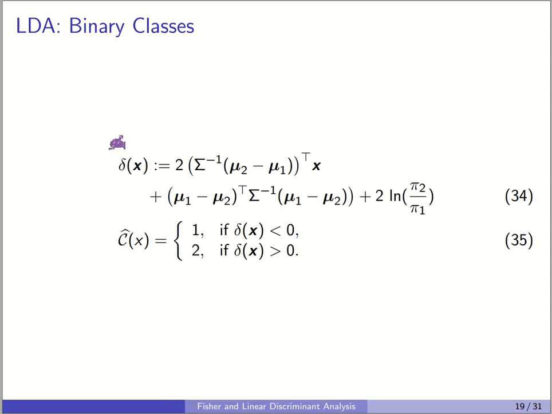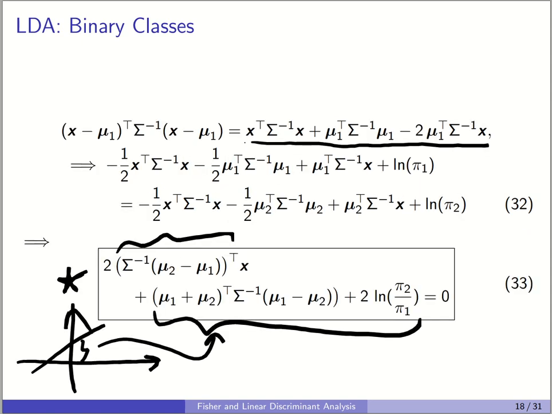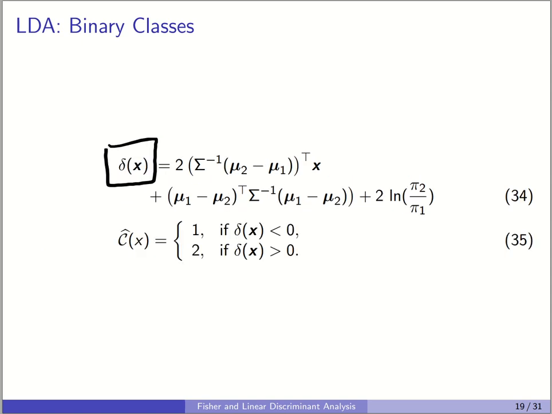So we denote the boundary by delta x in equation 34, which is a repetition of equation 33, but it doesn't say equals 0 because we want to say it is the boundary. And if the delta x is less than 0, it is on the left side of the boundary, which is in class 1, which means our estimation of x is in class 1. If it is on the right side of the boundary, it is in class 2, and if it is 0, it is on the boundary.